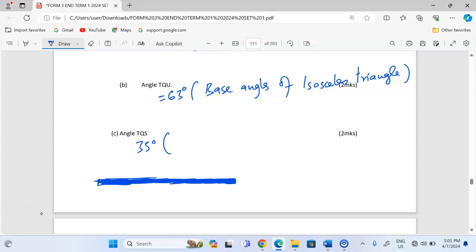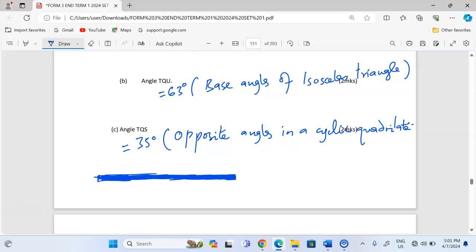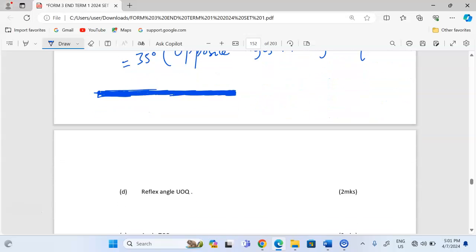The concept we have used here is opposite angles in a cyclic quadrilateral. Those are angles which are supplementary. In simpler terms, they add up to 180.